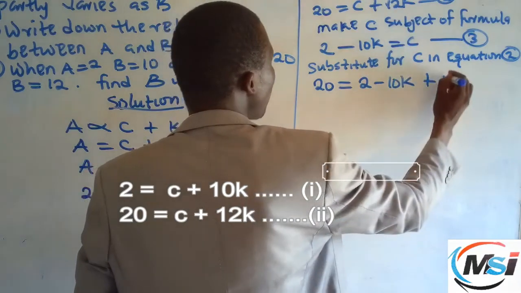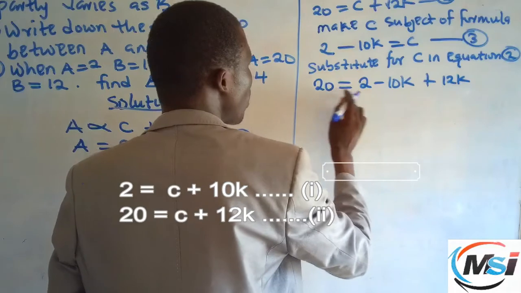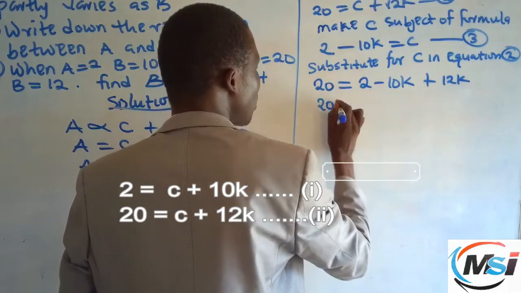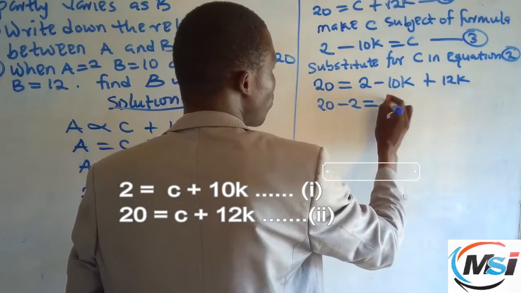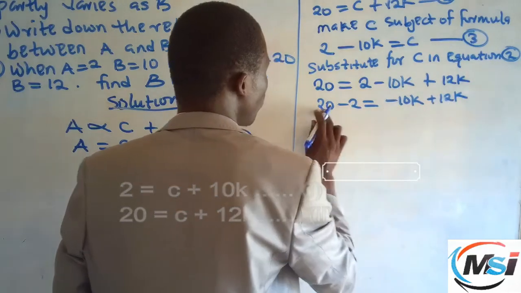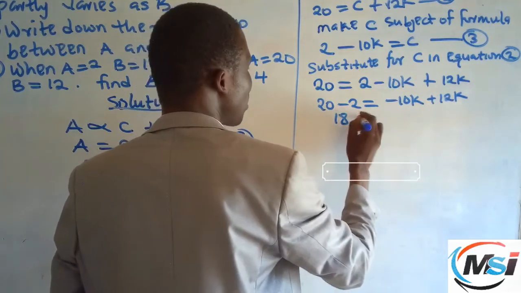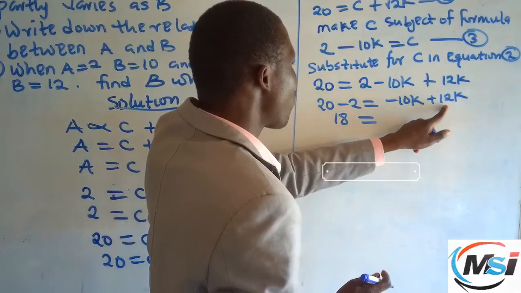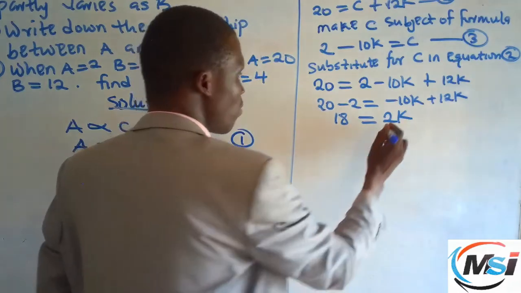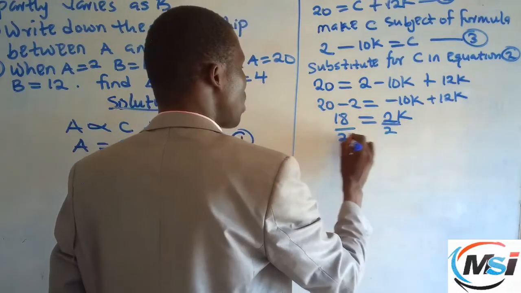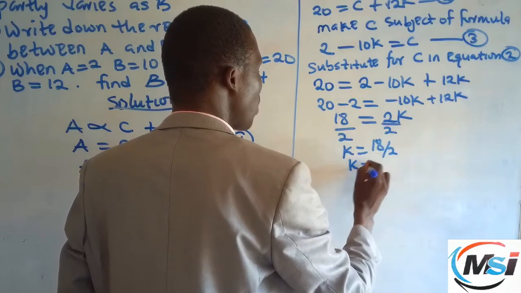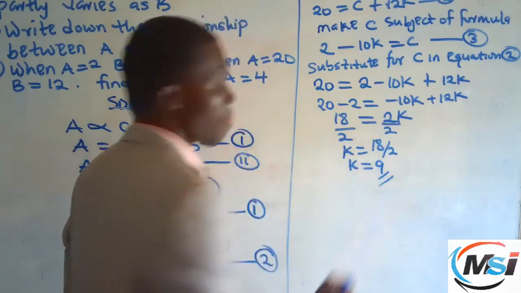plus 12K. So this will give us 20. This is plus 2. When you cross to this side, you turn to minus 2. Equals minus 10K plus 12K. 20 minus 2 will give us 18. 12 minus 10 will give us 2K. So what are we going to do here? We divide both sides by 2. K will give us 18 all over 2. Therefore, K will give us what? 9.